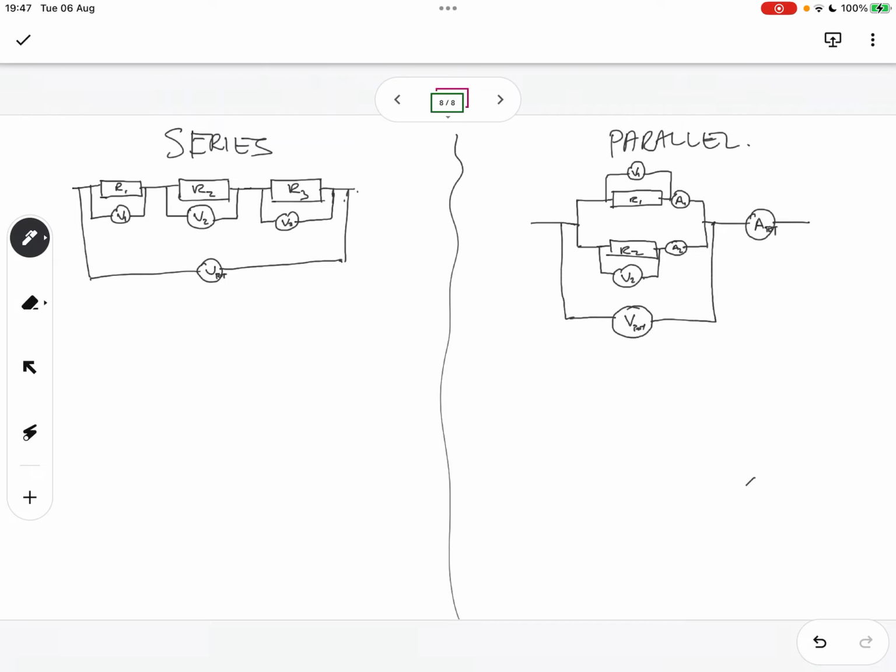So resistors, rheostats, and light bulbs. A rheostat is like a variable resistor, I believe. Let me just check. Rheostat. I just want to check what that is. I think it's a variable resistor. Yes, potentiometer. Yes. So a rheostat.